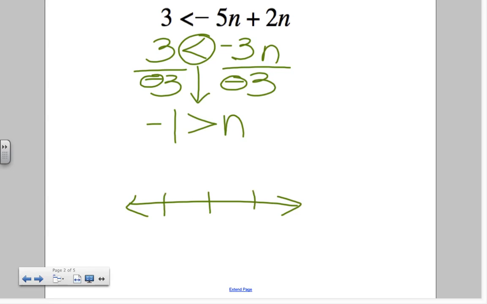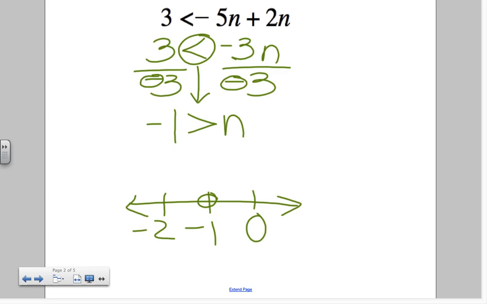So we have negative 1 here. Is it going to be open or closed on that negative 1? Open. And we're going to put a negative 2 here and a 0. Which way are we going to head? Which one of those would be true? Which one, Trey? We're going to the left.